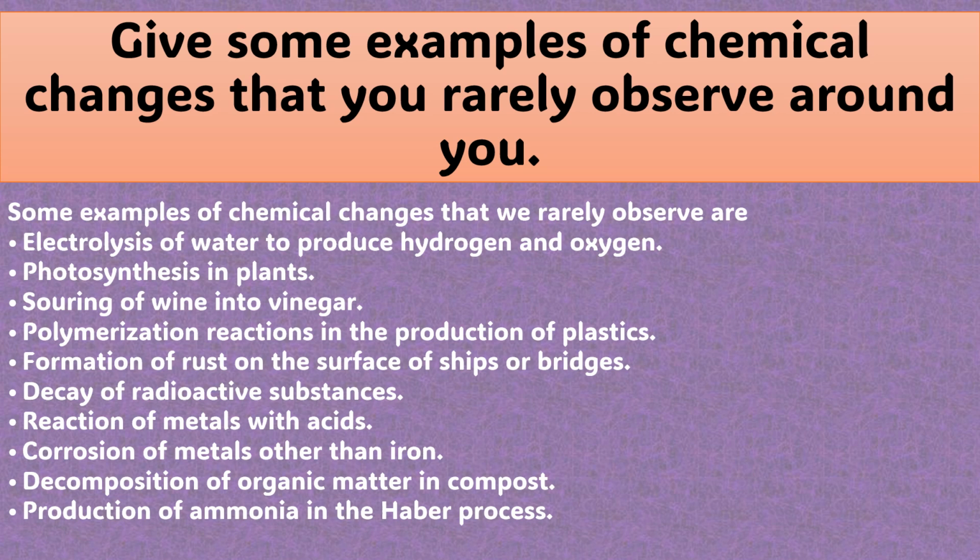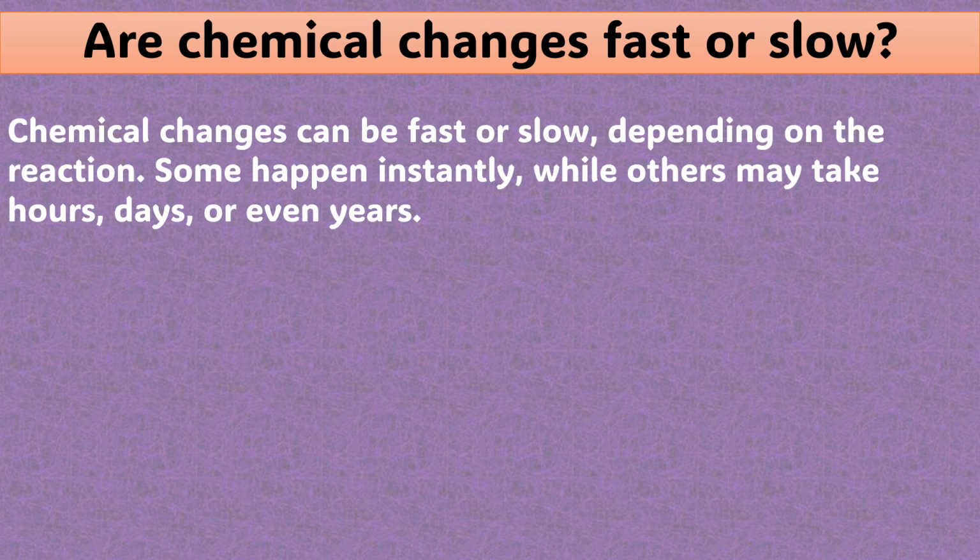polymerization reactions in the production of plastics, corrosion of the surface of ships or bridges, decay of radioactive substances, reaction of metals with acids, corrosion of metals other than iron, decomposition of organic matter in compost, production of ammonia in the Haber process. Question number 22. Are chemical changes fast or slow? Answer. Chemical changes can be fast or slow depending on the reaction.